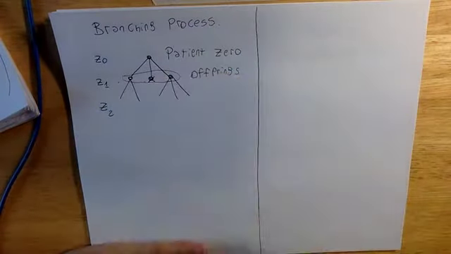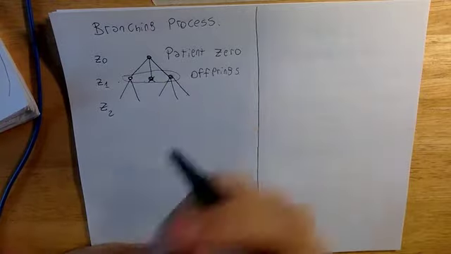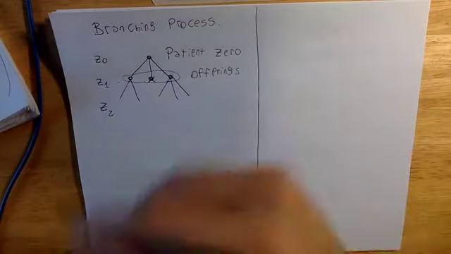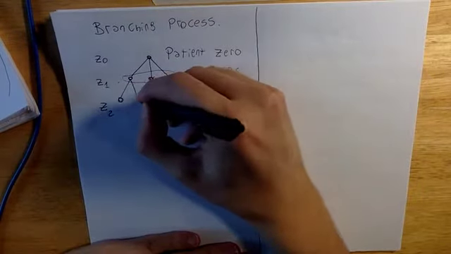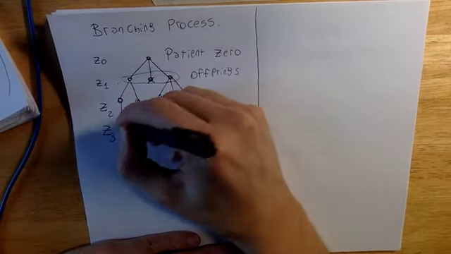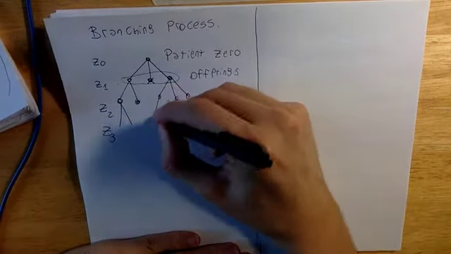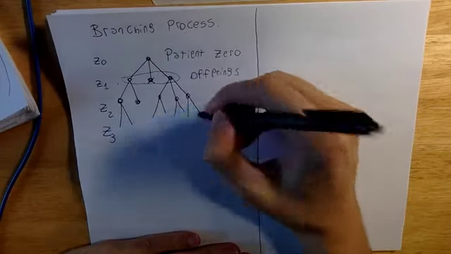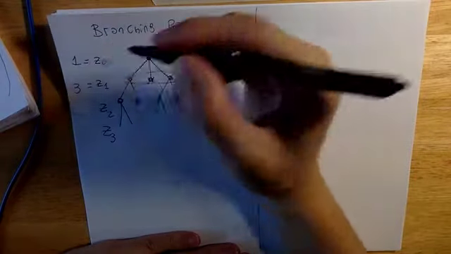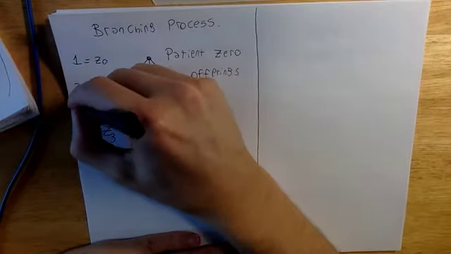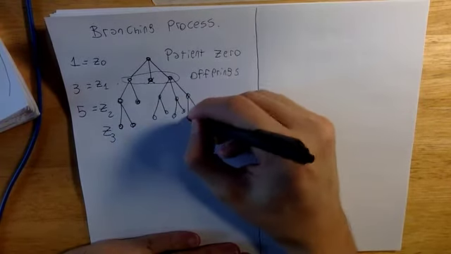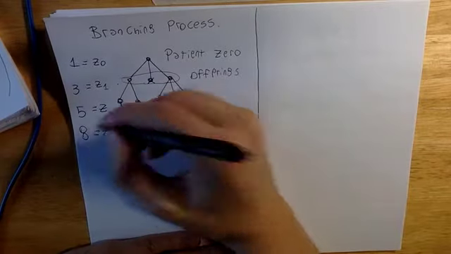You can make this model a bit more complicated, but even this simple model is interesting mathematically, so the point is to start with something simple and then become a bit more complicated. Then you keep going. Z3: this person has died, this has branched into 2, this into 2, and then Z0 is equal to 1, Z1 is equal to 3, Z2 is equal to 5, and Z3 is going to equal 8, and so on.